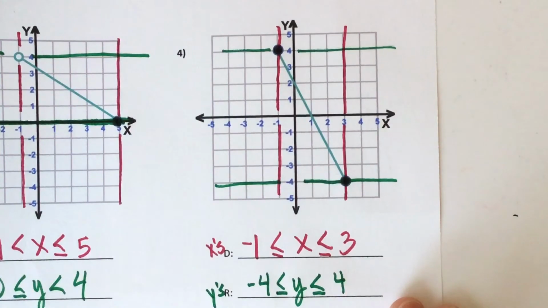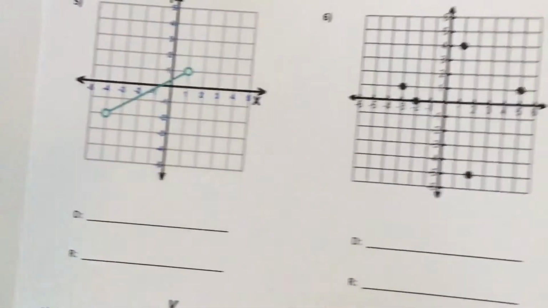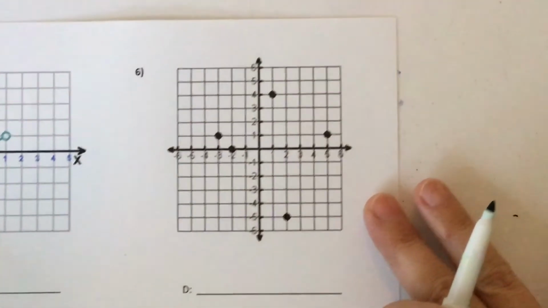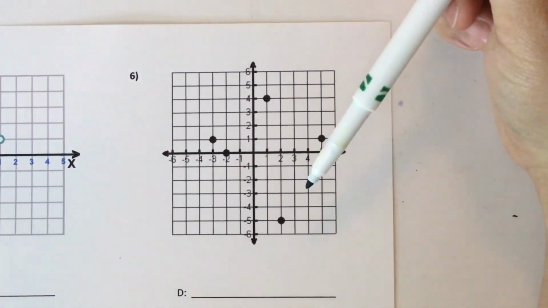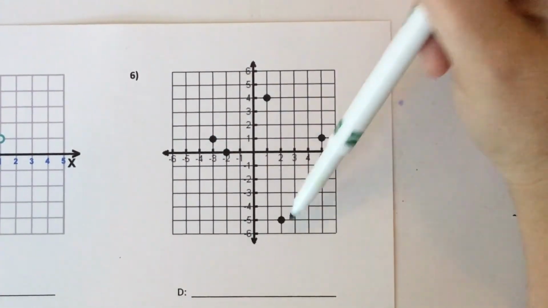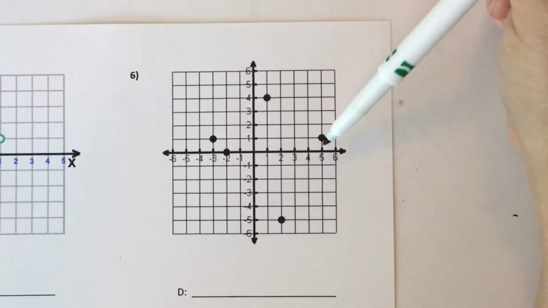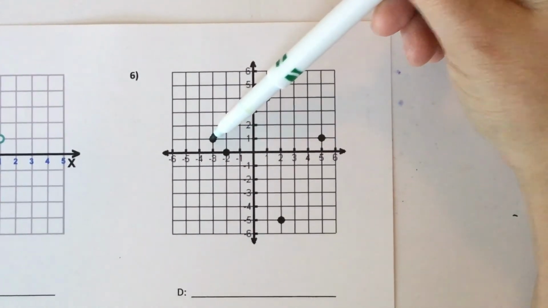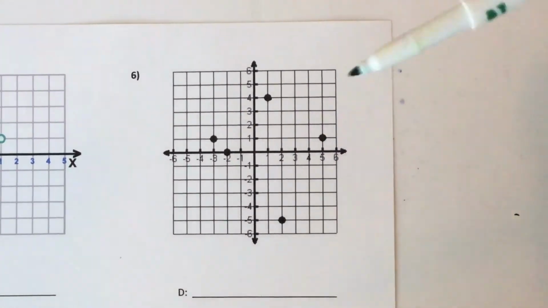Okay, and then let's go to the next page. All right, I want to try a different one. Let's look at number 6. Now, this one, domain and range, is going to look completely different than the last 4 because these points aren't connected. So it's not every x value between here and here. It's only this x, this x, this x, this x, and this x.